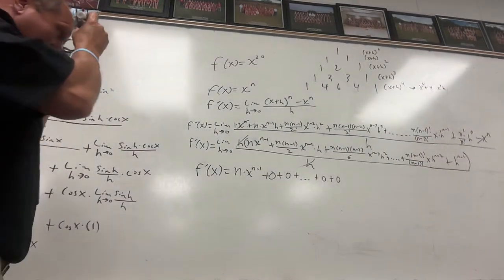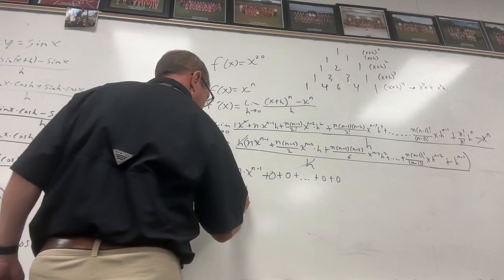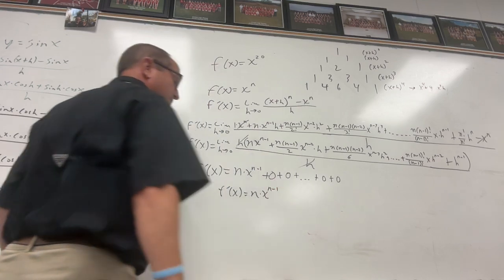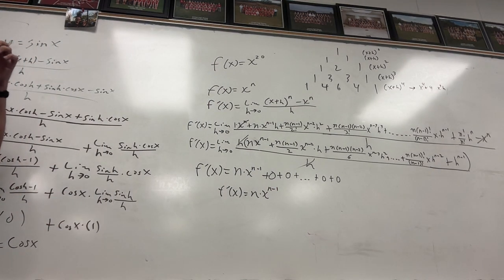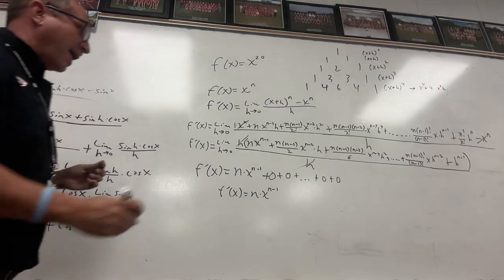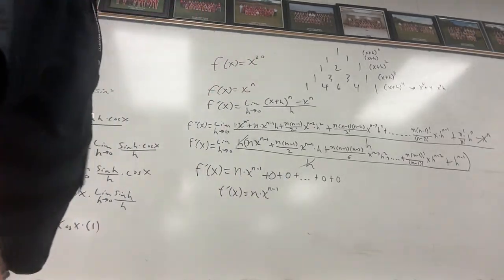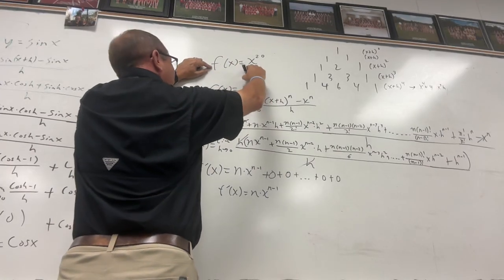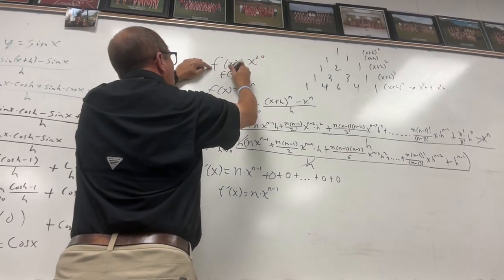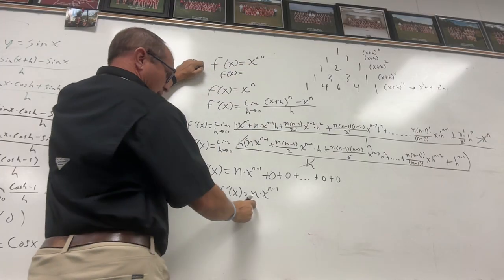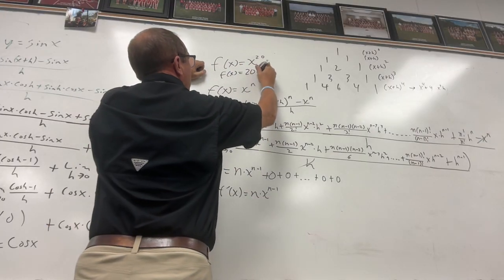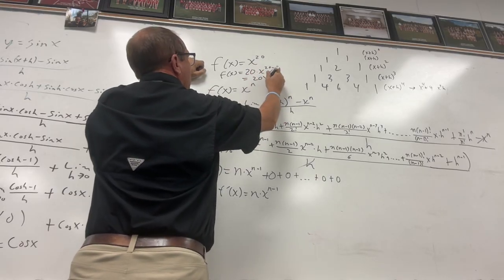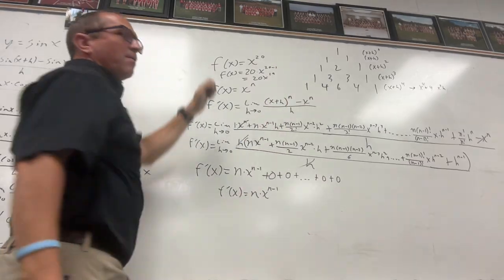All right, so my final answer here is just f prime of x equals n times x to the n minus 1. So, if I ask what is the derivative of f of x equals x to the 20th power, what is n? 20. So it would be 20 times x to the 20 minus 1, which would be 20x to the 19th power.